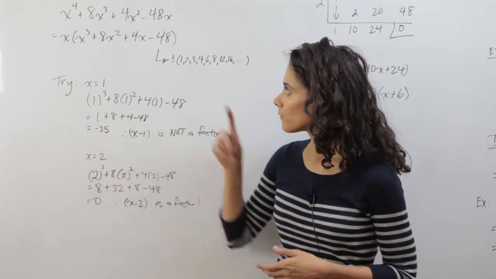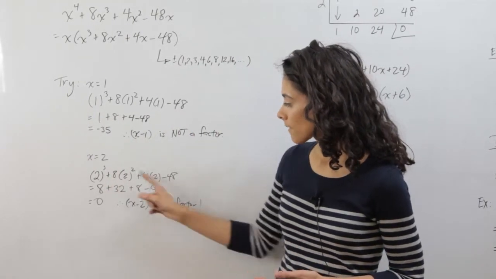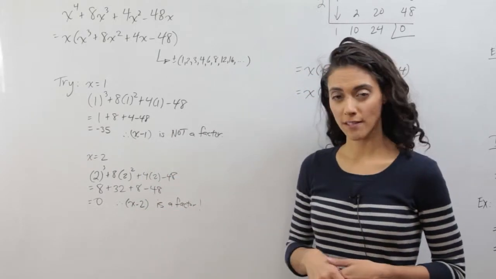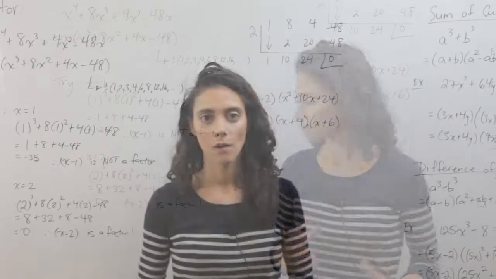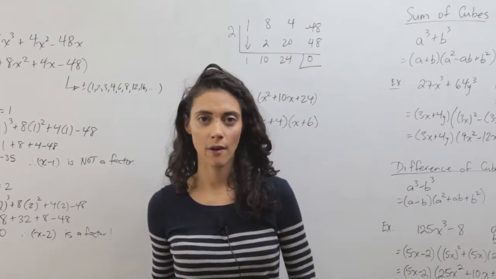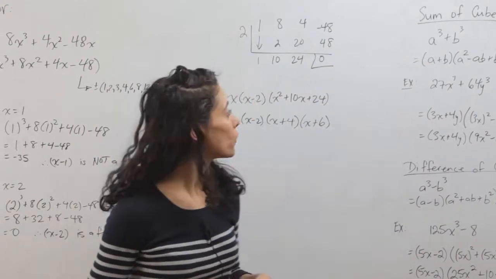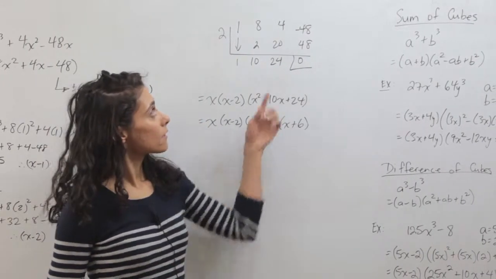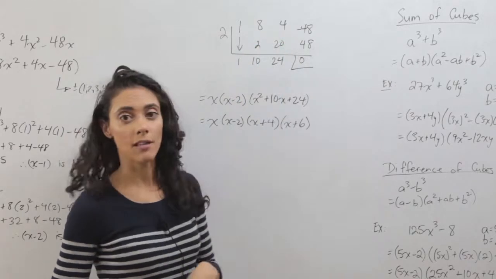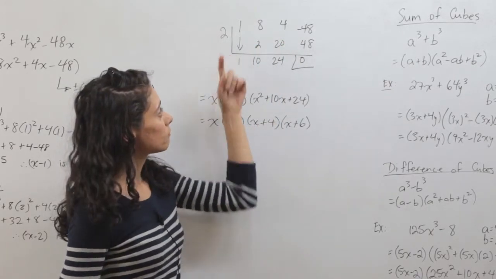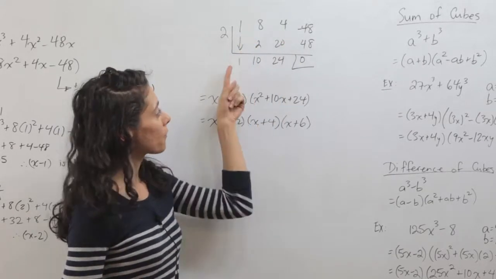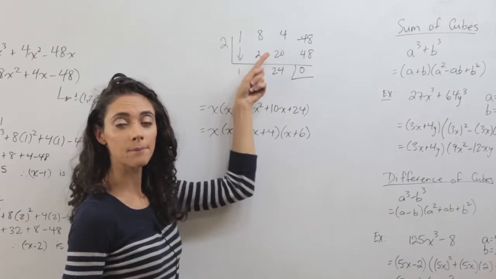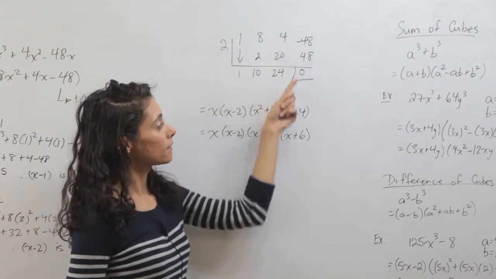When I plug 2 into that function, success, I get 0. That means that x minus 2 is a factor and 2 is a 0. So now that we've established that 2 is a 0 and therefore x minus 2 is a factor, we can do long or synthetic division to find some other factor. I did synthetic. Here are the coefficients of that polynomial, and here's the 0, 2. And remember, in synthetic division, we drop down the first, multiply, add, multiply, add, multiply, add.